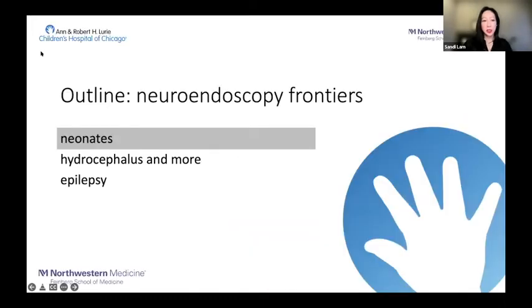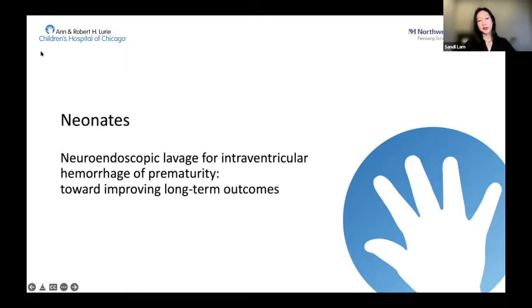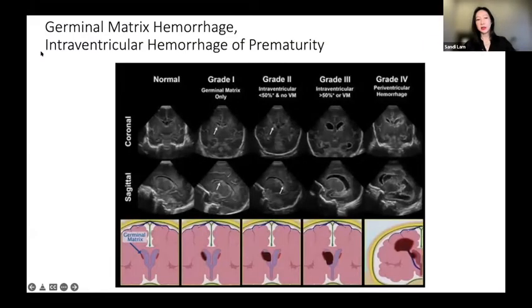So we'll talk about a few different topics. It's not meant to be in depth for every single one, but really to give you some food for thought. So in the treatment of neonates, when we look at the problem of intraventricular hemorrhage of prematurity, we have done a lot, but there's still a lot that we don't know.